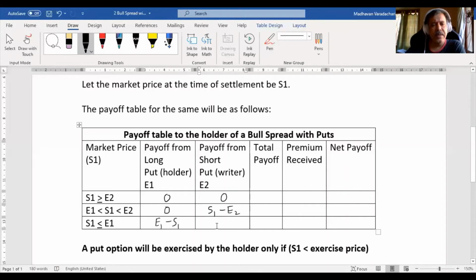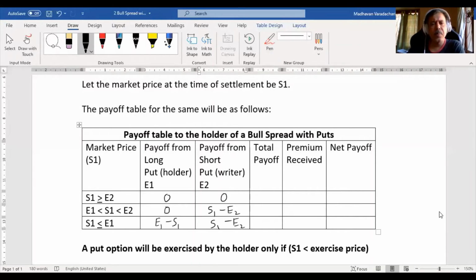In the third case, market price is lesser than the least exercise price. So definitely this person will exercise, because it is lesser than the least exercise price, which means it will definitely be lesser than his exercise price E2. He will exercise. His profit will be E2 minus S1. But since this table is mine, I will have to write it in reverse. So S1 minus E2 again in this case.